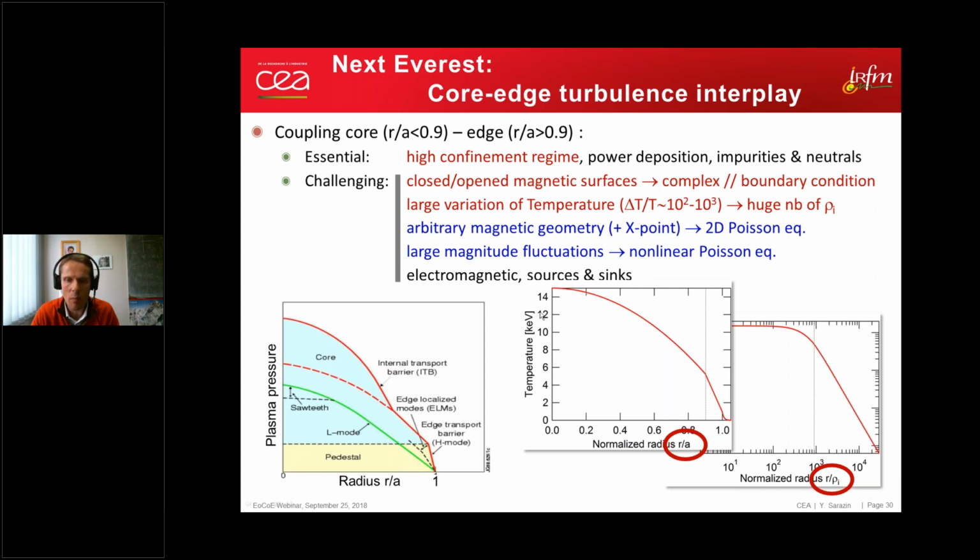Now, if you plot the same temperature profile in logarithmic scale, and with a radius which is this time not normalized to the minor radius, but normalized to the ion Larmor radius. Why do so? Because turbulence develops roughly at the ion scale, so you have in mind that if you want to perform a simulation, your grid mesh has to be of the order of a few ion Larmor radii.